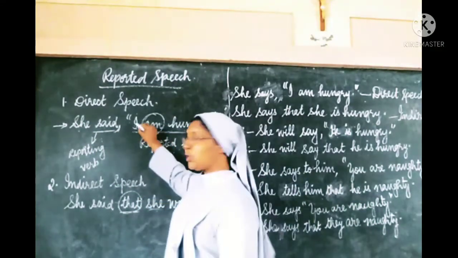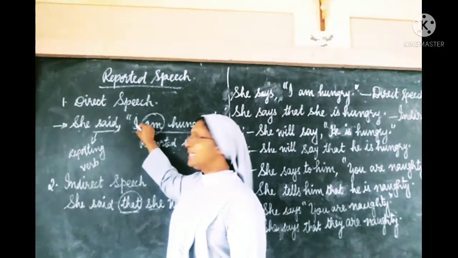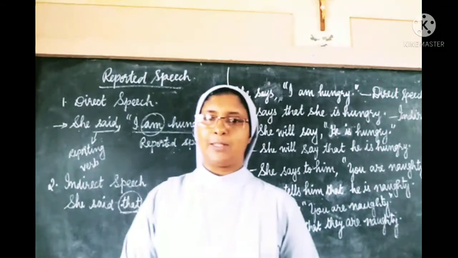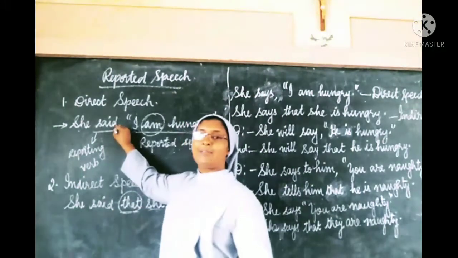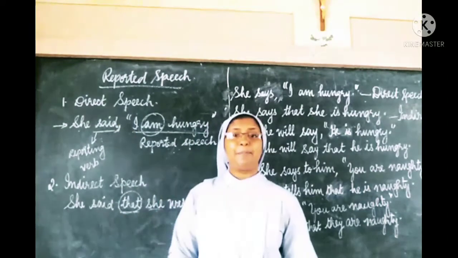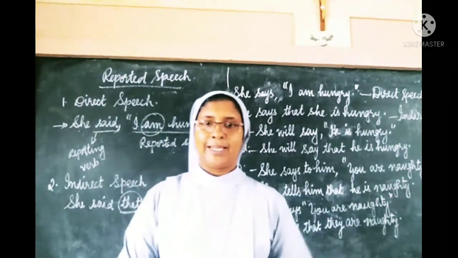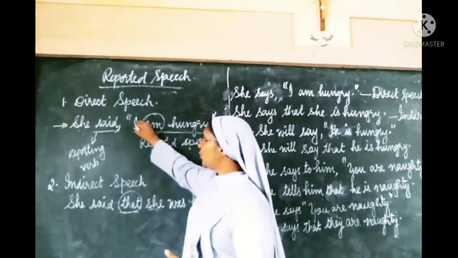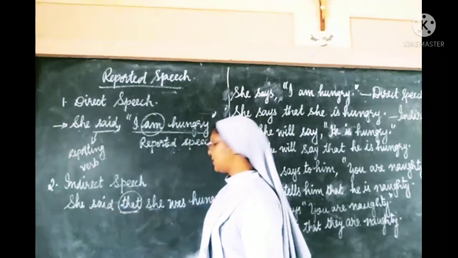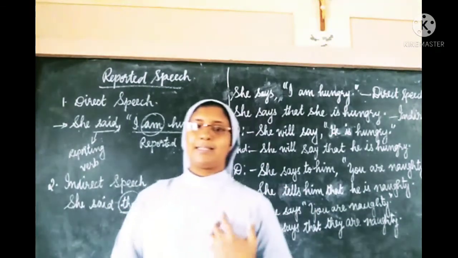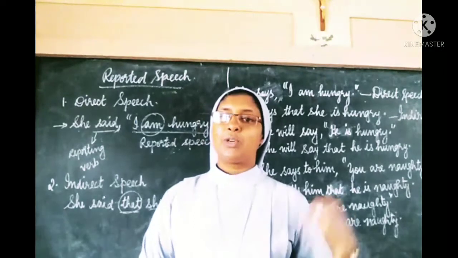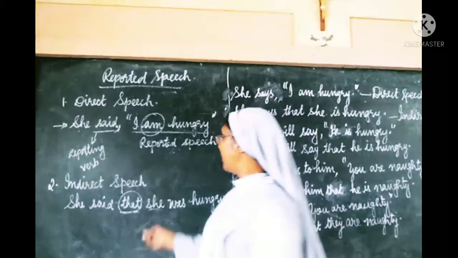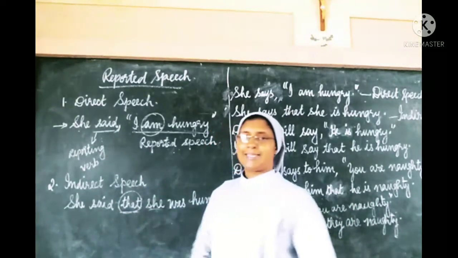Now if it is you are hungry, you, second person. Second person will be changed according to the object of the reporting verb. But here in this sentence we do not have an object. So you can write any pronoun from the third person. So here, if it was you, I can write, she said that they were hungry. She said that he was hungry, they were hungry, etc. So any of them you can use in the indirect speech.